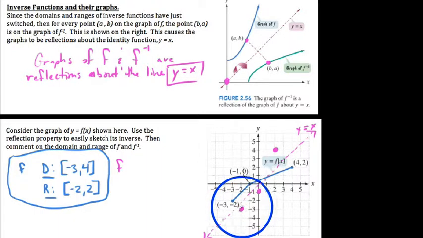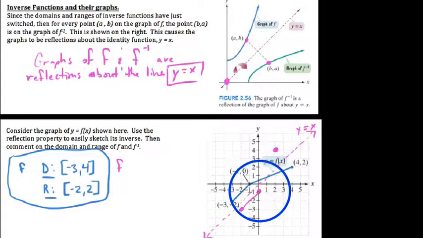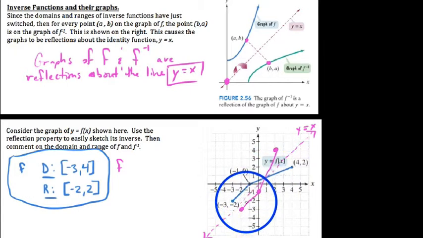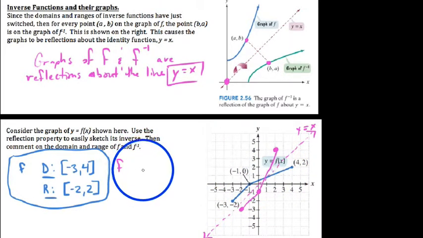So in order to sketch the inverse, all I'm going to do is just connect the dots here, sketch this across. But you can see how these two graphs are just reflections of one another over this line y equals x, and this is going to be true for any set of inverse functions.